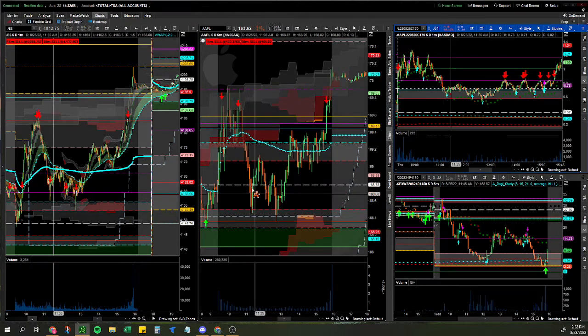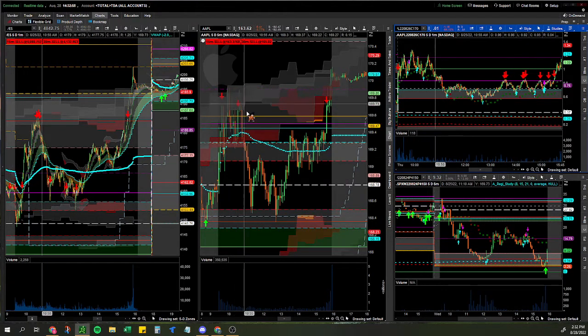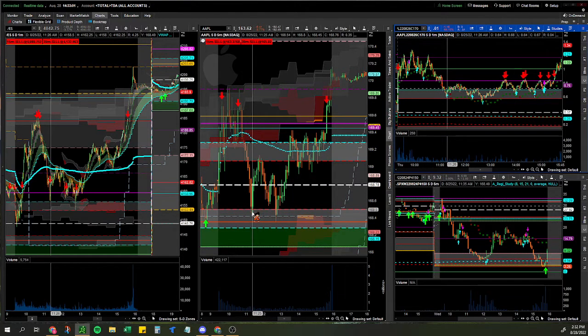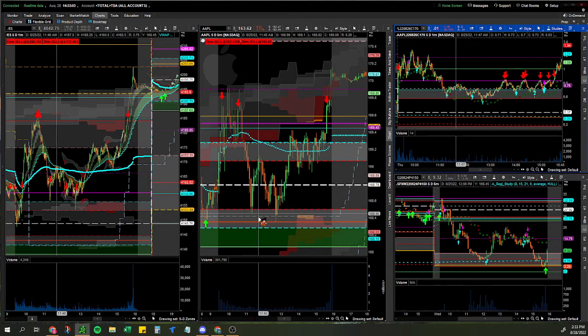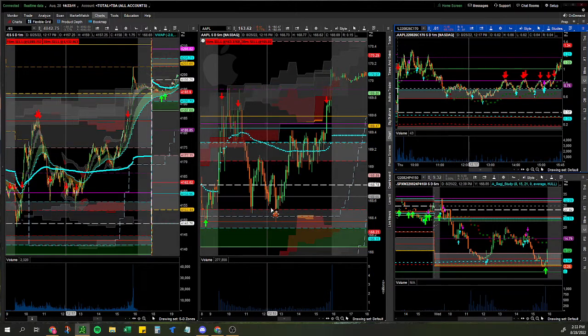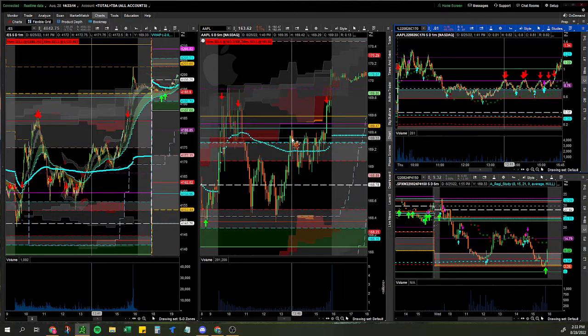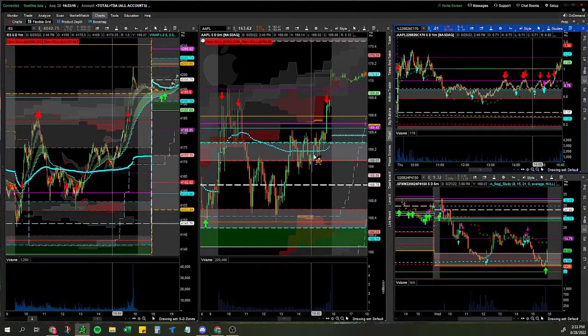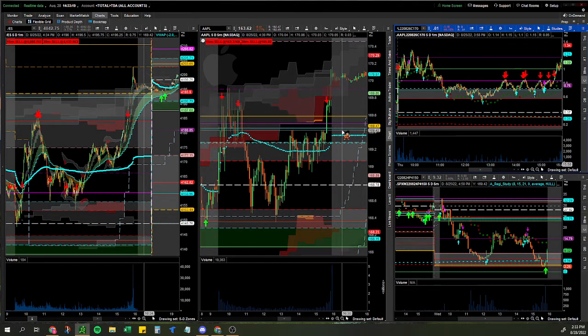On this day on Apple, we ran up, hit squeeze tops, fell down to burger bottoms. What day is this? The 25th. This would have been Thursday. Squeeze bottom, or I'm sorry, burger bottom, burger top, burger bottom, burger top. Oh, we're through. We're pulling back to make sure we're ready. And then we take off. So yeah, definitely good to take those midday breaks. It can save us from doing damage to our accounts.